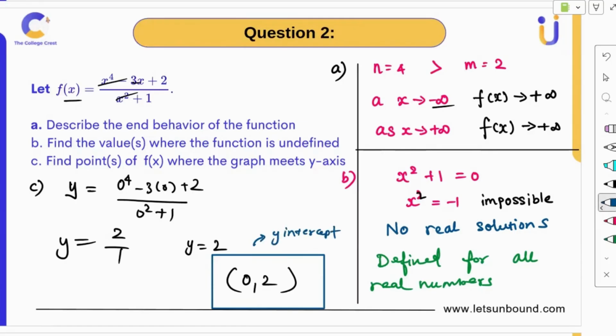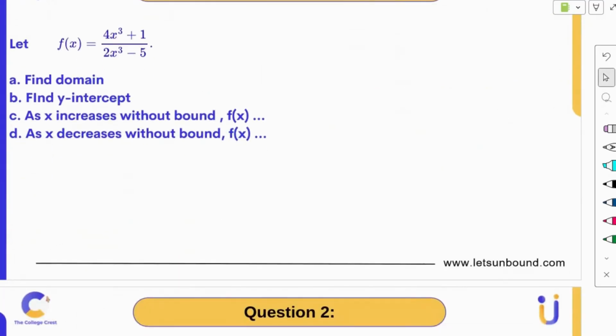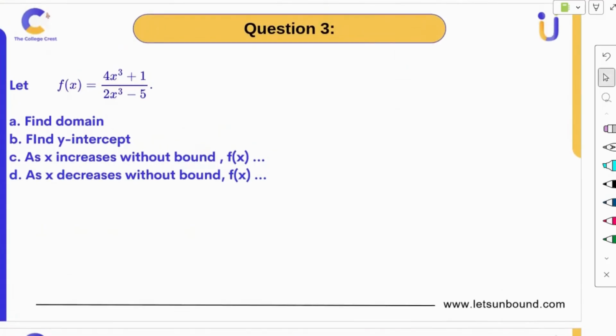That's simple. Now, question number 3. f of x is 4x cubed plus 1 by 2x cubed minus 5. Find the domain, the y-intercept, as x increases without bound, f of x is what? As x decreases without bound, f of x is what? C and D are just another way of asking you the end behavior. As x increases without bound means x tends to positive infinity. Decreases without bound means x tends to negative infinity. That's the difference, right?